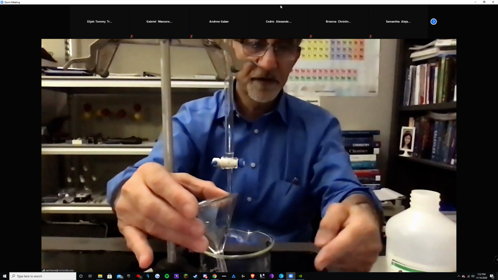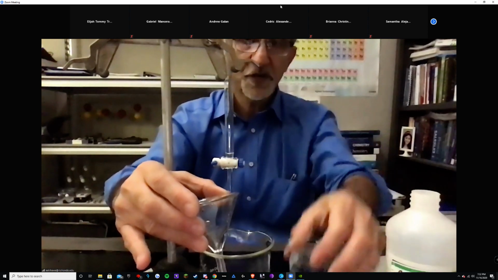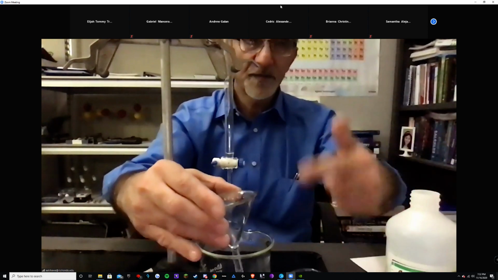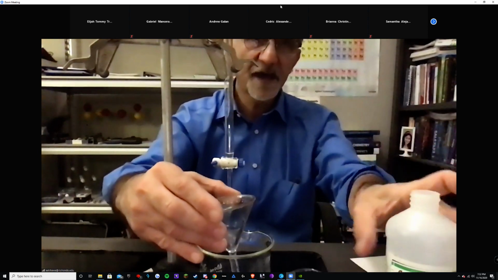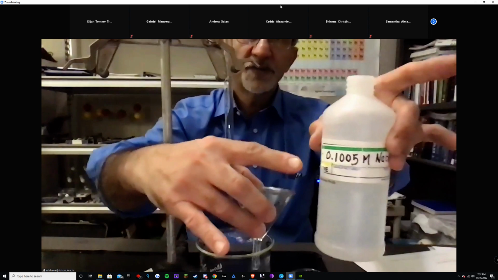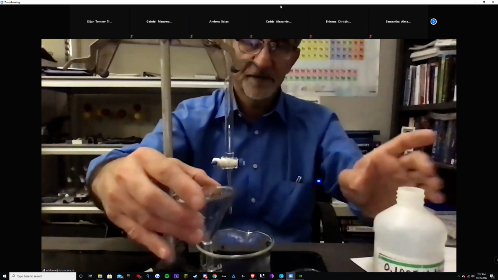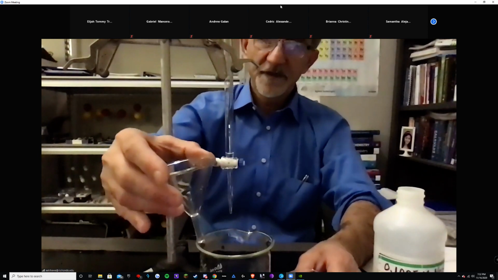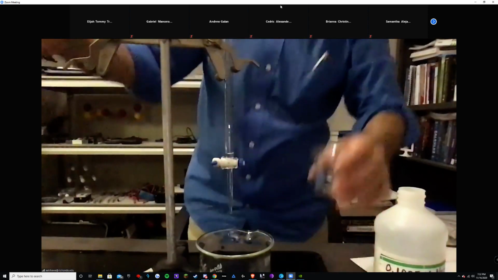I wetted the inner walls of that beaker. I wetted the inner walls of that funnel. I'm ready to transfer from place to place, maintaining the exact same concentration. I don't want to change the concentration of that solution. That's the whole thing. So now I want to use that funnel and bring the solution inside the burette.